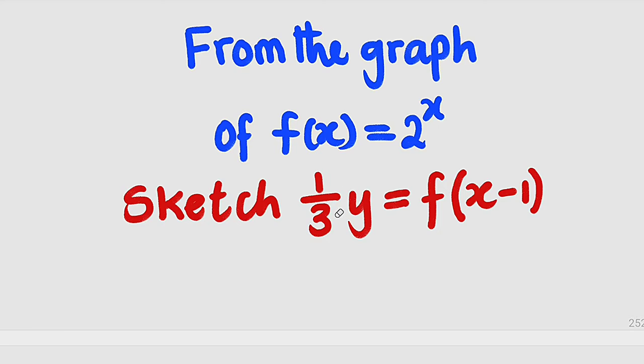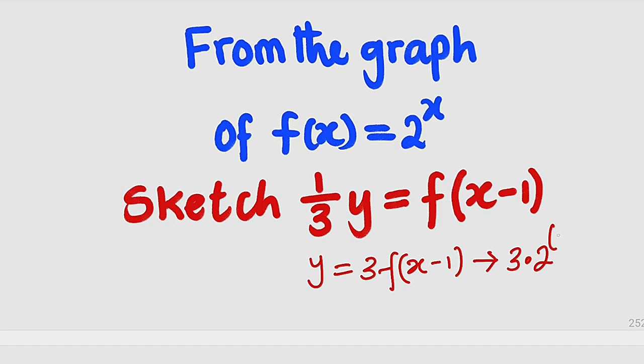All right, I would like to rearrange this. If you multiply both sides by 3, you're going to have y equal to 3 multiplied by f of x minus 1. And from the mother function, which is 2 to the power of x, wherever we have x, we are going to replace it with x minus 1. This implies that what we have to construct is 3 multiplied by 2 to the power of x minus 1. So this is our main goal. All right, let's get started.